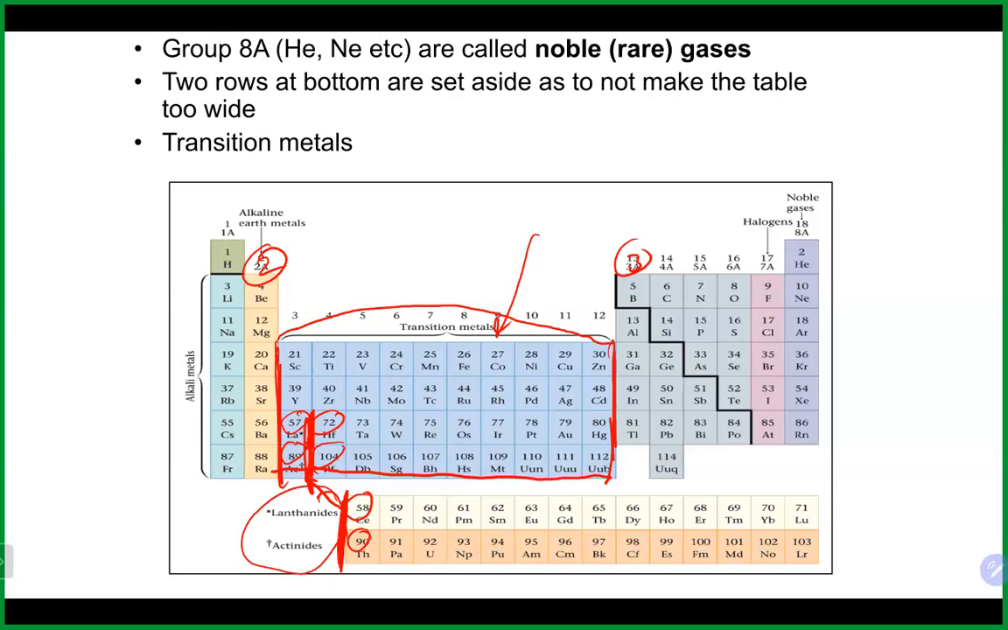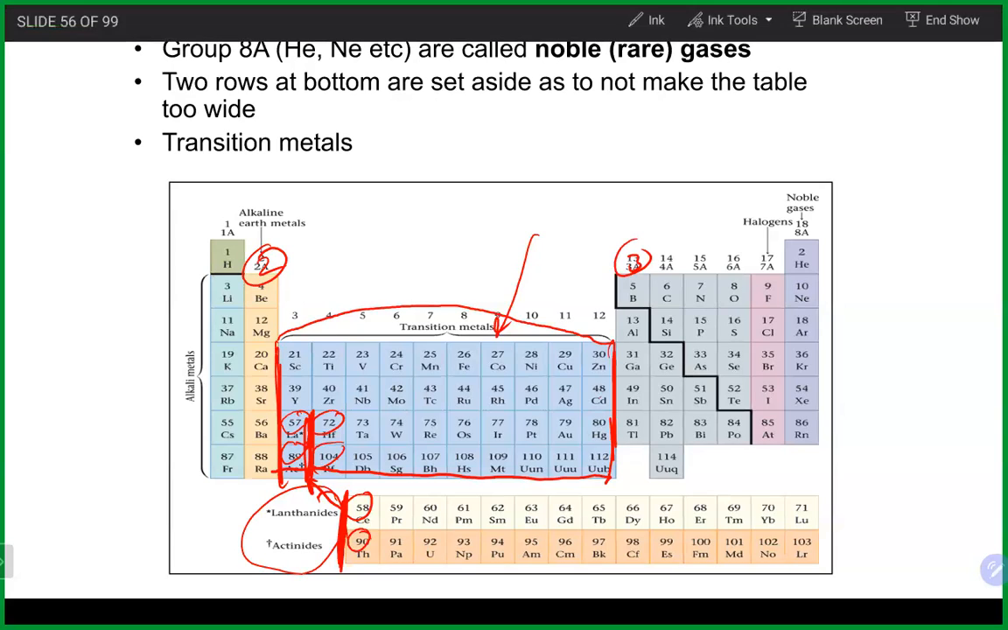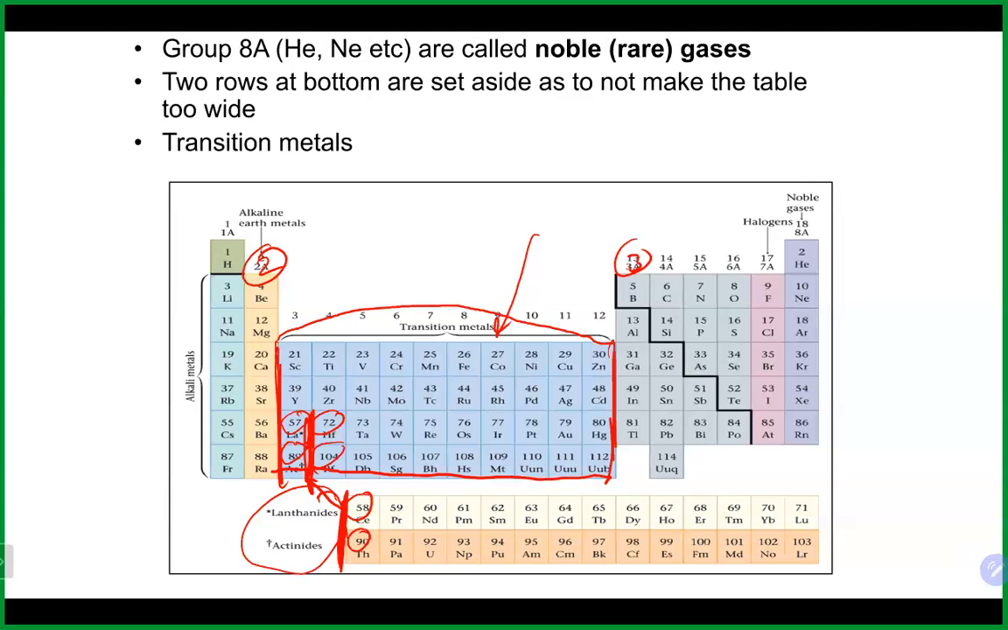So you need to know, obviously, the periodic table. You need to know which way groups go, which way periods go. You need to know the special names: where the alkaline metals are, the alkaline earth metals, the halogens, the noble gases, and where the transition metals are. Any questions on any of that periodic table stuff there?